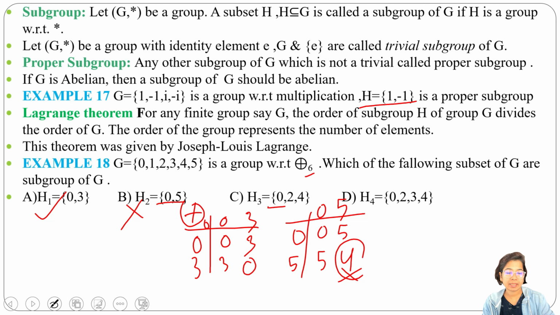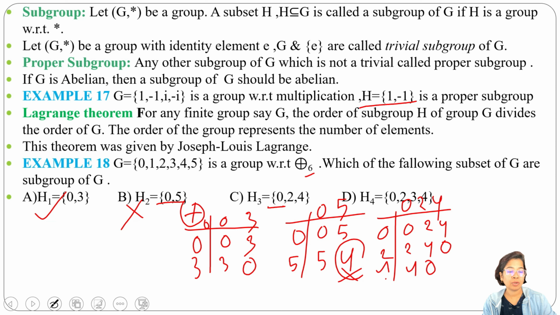Now check H3, {0, 2, 4}. Now 2 plus 0 is 2, 2 plus 2 is 4, 2 plus 4 is 6, here it will be 0. 4 plus 0 is 4, 4 plus 2 is 6, 6 divided by 6, remainder will be 0. 4 plus 4 is 8, 8 divided by 6, remainder will be 2. It's closed. Also addition modulo is associative. It also has the identity and inverse. Hence it is a group.